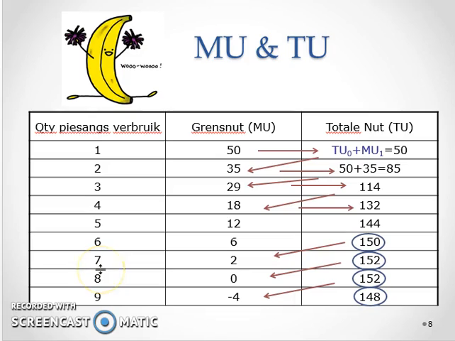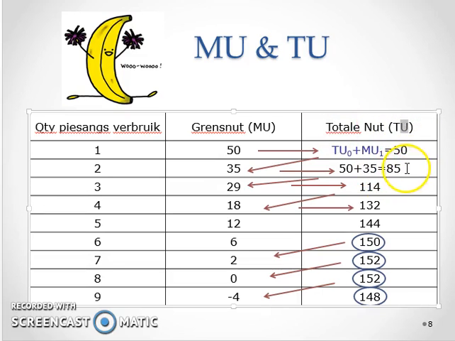So we consume the 8th banana, but the marginal utility, the satisfaction that we get from consuming the 8th one, is 0. And then the 9th one becomes negative. Okay, so what will the total utility be as we increase our consumption of bananas? What we simply do is add them all together. So it's 50 plus 35 for the 2, so that's 85. If we consume another one, we add 29. If we consume another banana, we add 18, etc.